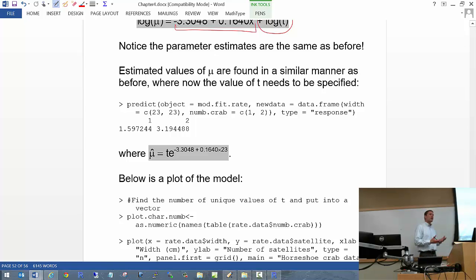So how do I find the estimated value of mu? Well, I use again the predict function. For new data, I say data.frame with, let's say I want to predict at 23, but now I need to also include my t. So I say, how about if I try 1 crab? Or maybe I might want 2 crabs. So I'm going to look at 23 there. And here's what I get. And as you might expect, the 1.59, if you take it times 2, you get 3.19. So it's not too difficult.